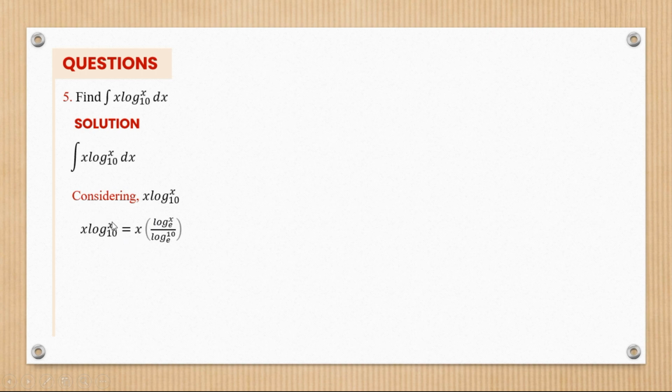Now log x to the base 10 can be expressed as log x base e divided by log 10 base e. So it's exactly similar to that. But remember that log x to the base e is actually ln x, and log 10 to the base e is actually ln 10. So that's what we have right there. Now we basically have x ln x over ln 10. This is how it looks in a more simplified version.